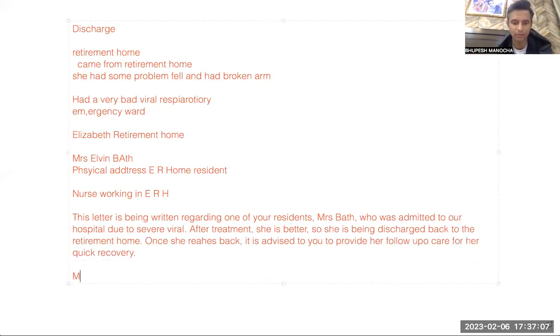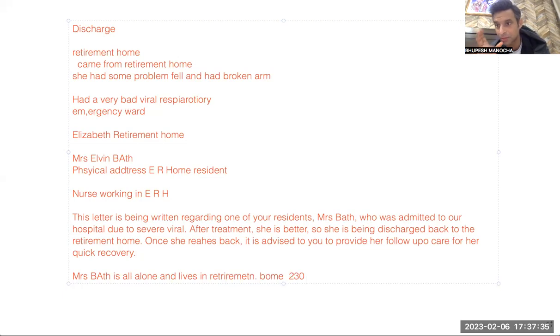Now, the second paragraph in these letters changes. You don't write about medical history because the patient lives in that retirement home. So retirement home nurses, the health professionals, everybody knows about the history. So you never write that Mrs. Bath is all alone and lives in a retirement home. If you write even one line, this will take you to 230 because it is a blunder.